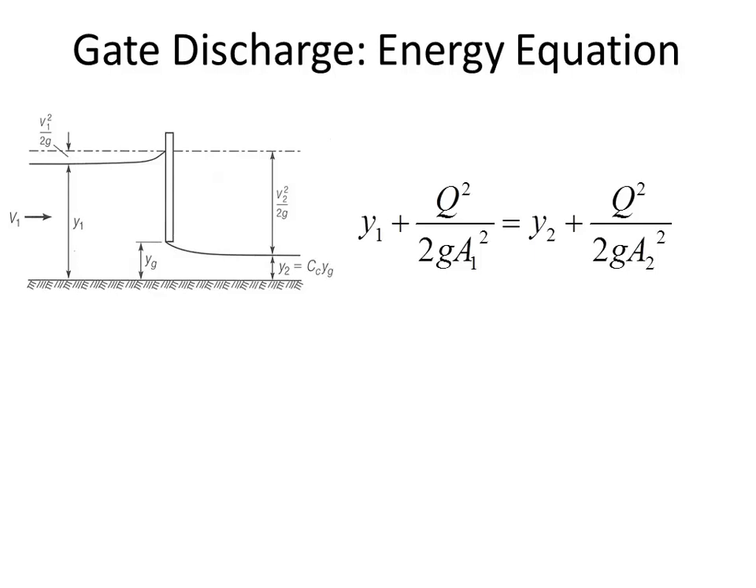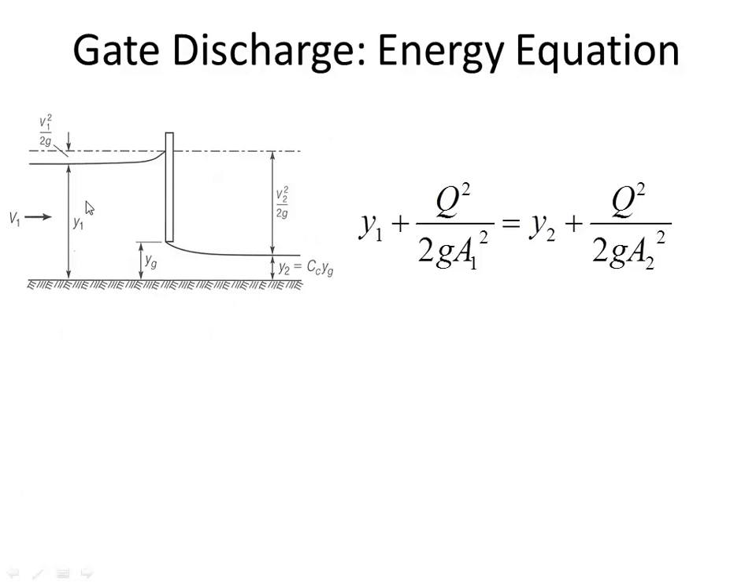If we want to quantify how much water can flow underneath the gate, we can start by taking a look at the energy equation. And it's the same specific energy relationships that we've used in several cases already. The upstream energy is equal to the downstream energy.